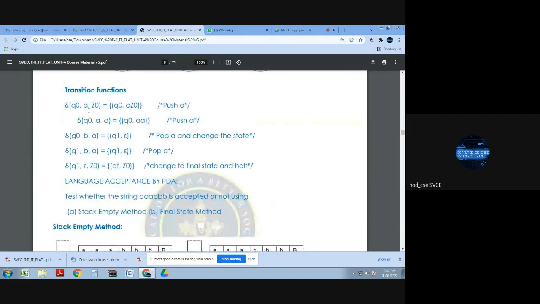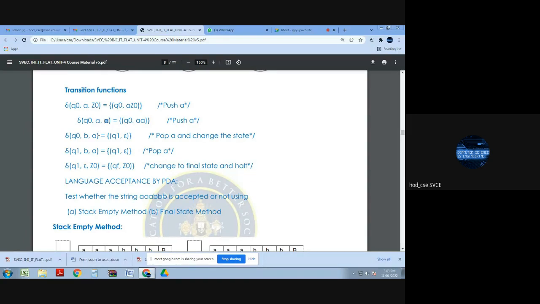See here, in the present state, if you get A, just push it onto the stack. However many A's you get, we will push. Now on top of the stack we will have A. Again with A we may get another A, where this A represents the stack symbol. We push that A onto the stack again. So (Q0, AA).